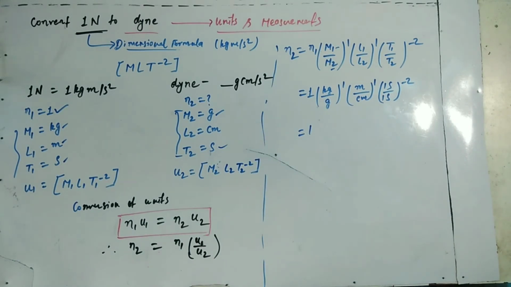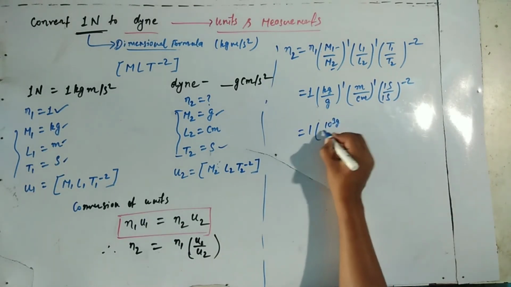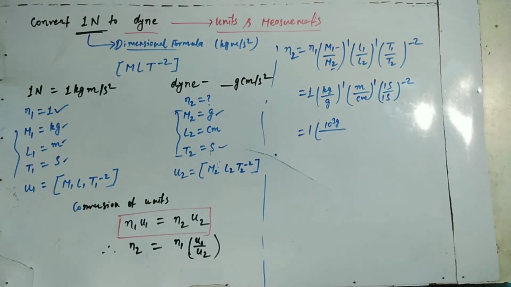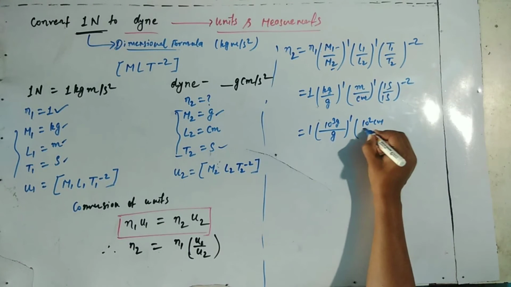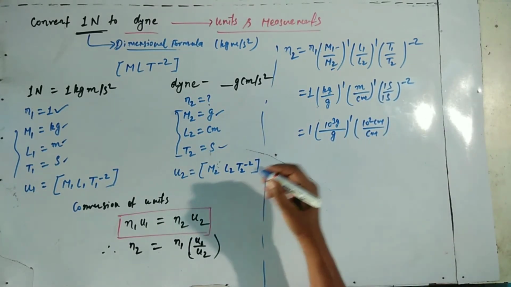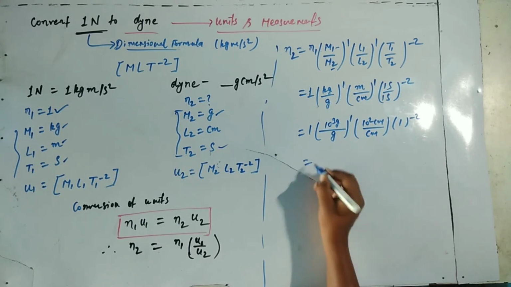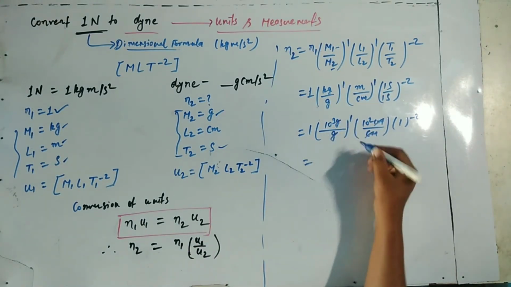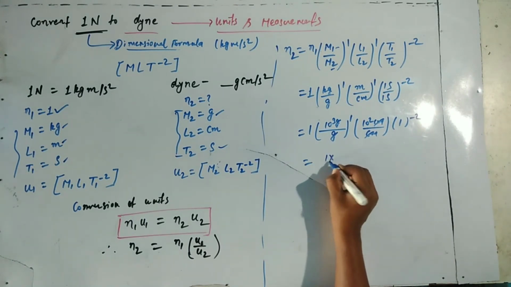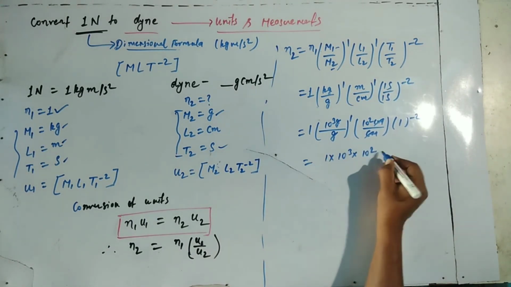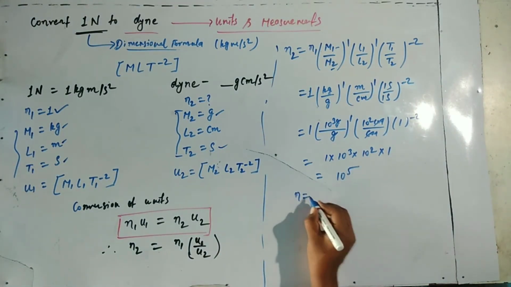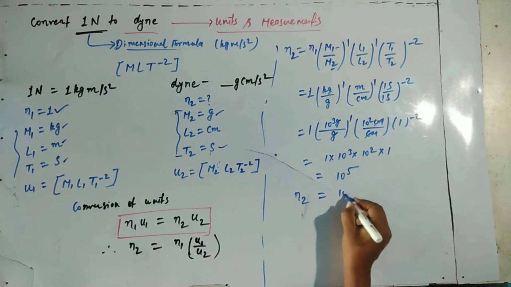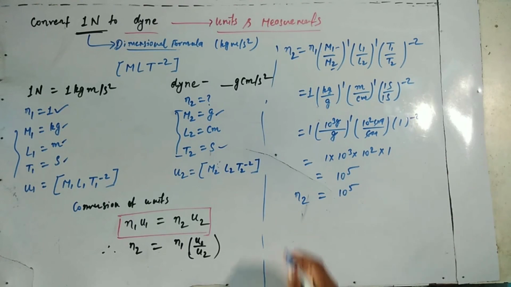This equals kg converted to gram, which is 10 to the power 3 gram by gram power 1, into meter converted to cm, which is 10 to the power 2 cm by cm power 1, and 1 power minus 2. Gram and cm cancel each other. The remaining term is 1 into 10 to the power minus 3 into 10 to the power 2, which equals 10 to the power 5. So we calculated the value of N2 is 10 to the power 5.